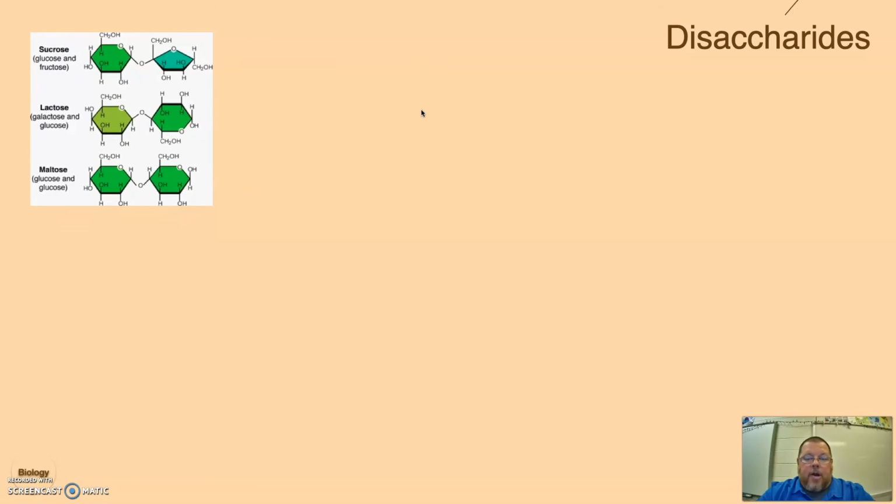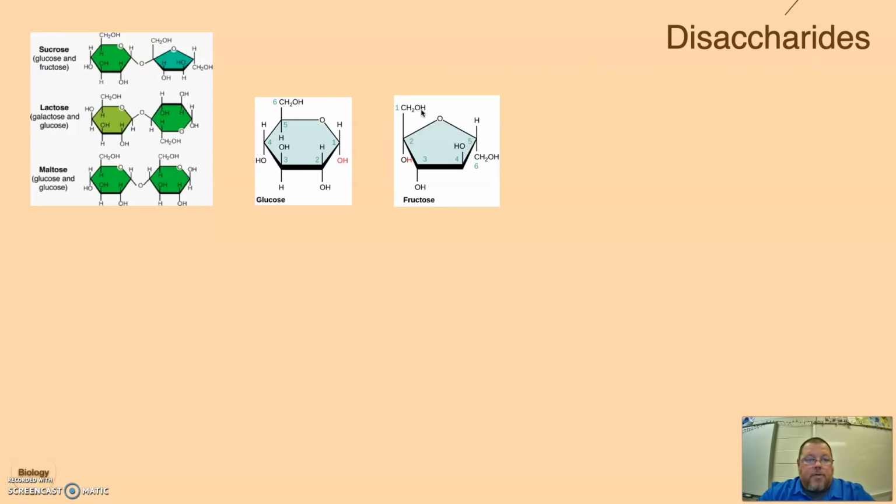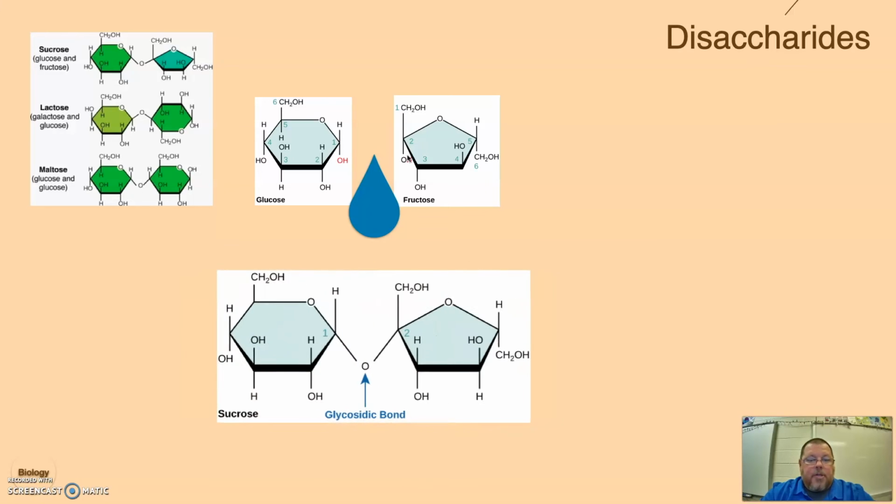So let's take a look at the process of dehydration synthesis. Here we have a glucose and a fructose. This is going to create a sucrose molecule. But notice here, we've got OH and H in red. What's going to happen there is we are going to remove the H and the OH, which is going to form a molecule of water. And the resulting molecule that is produced is going to be a sucrose molecule.